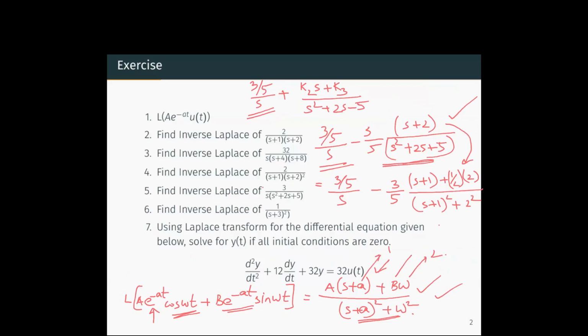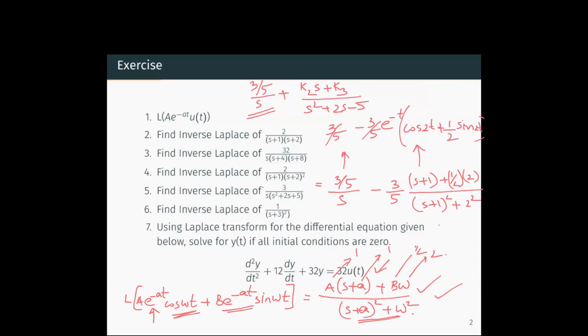The value of b is 1 by 2. The value of capital A is, sorry, the value of capital A is 1. So now the inverse Laplace transform of the first function is 3 by 5 and the inverse Laplace of the second function is 3 by 5 e raised to minus t into cos 2t plus 1 by 2 sine 2t. So this we got from this inverse Laplace. So this is the Laplace inverse of this function.